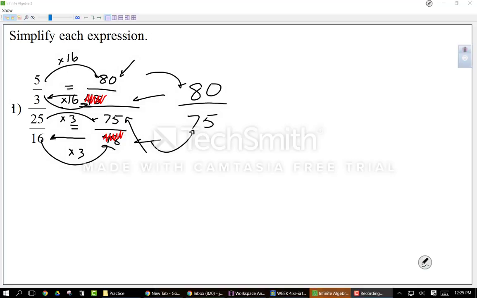Now I need to reduce, right? I still need to reduce. It's still a fraction. I can divide them by 5. So I get 16 over 15, and that's my final answer.